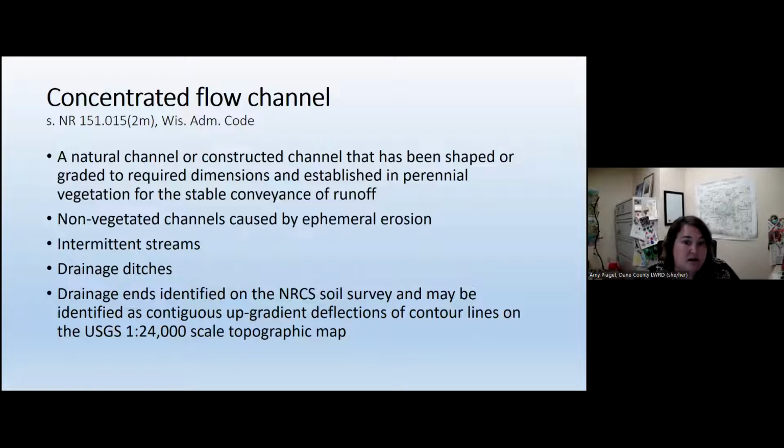Intermittent streams are also concentrated flow channels. Drainage ditches. So even though a farm ditch isn't necessarily navigable, it can be a concentrated flow channel. And that may also include road ditches in some cases. And then drainage areas that are identified on NRCS soil maps. You can usually kind of look for those. That's where I was mentioning the draws through the valleys and the hills in the driftless area are sometimes shown as those kind of drainage ends.